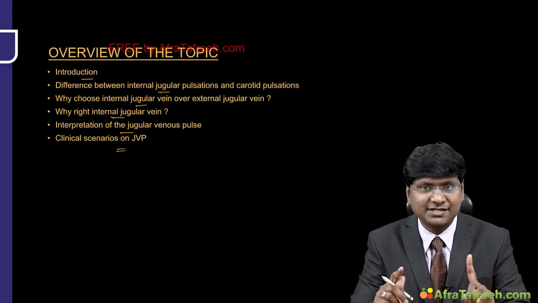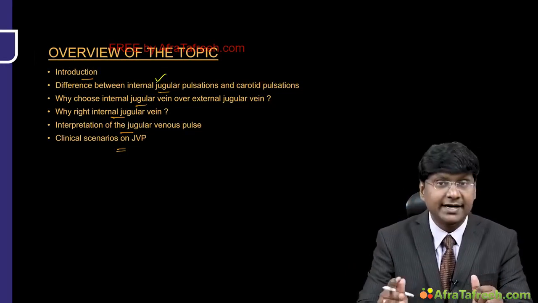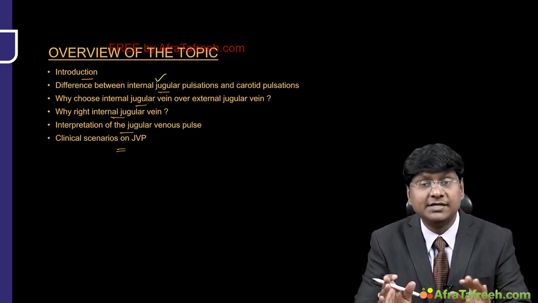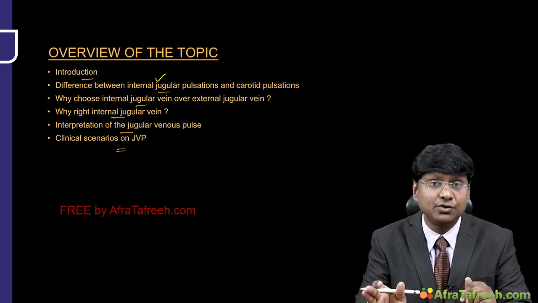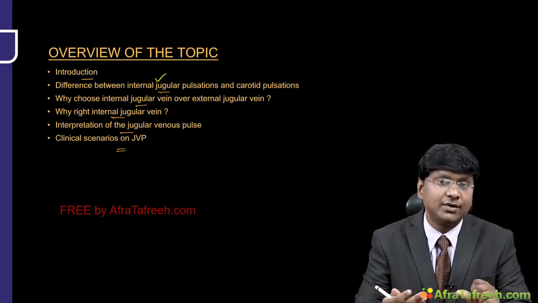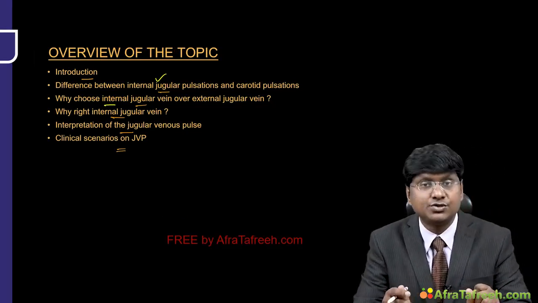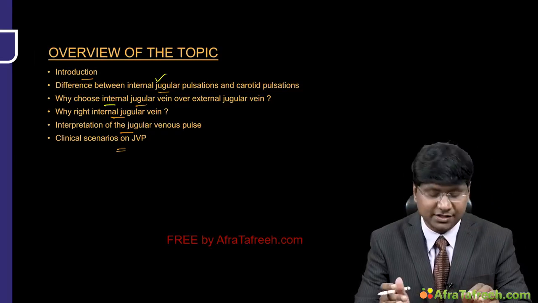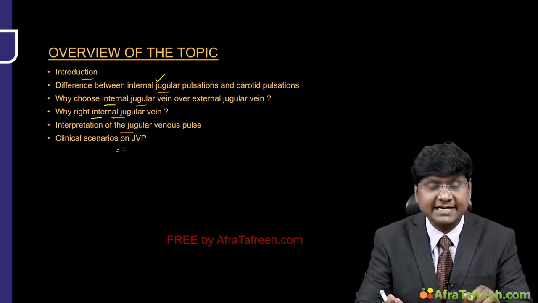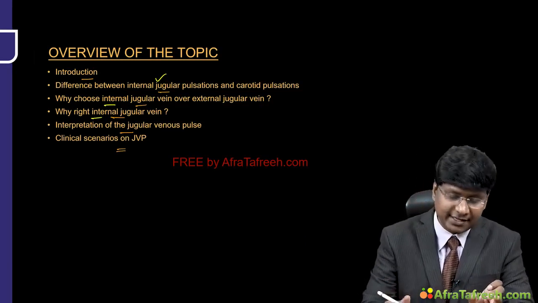So the basic introduction, what did we discuss? The JVP tells you about the volume status, right? The internal jugular vein is lateral to the sternocleidomastoid, whereas medial to the sternocleidomastoid you have the carotid pulsations. And why are we taking the internal jugular vein? Because it is in straight connection with the right atrium. Why is it the right specifically? Because even the left has angulations. So we don't take the left.